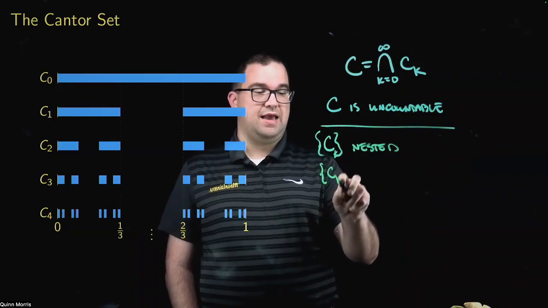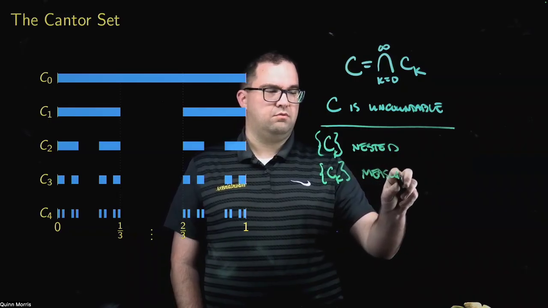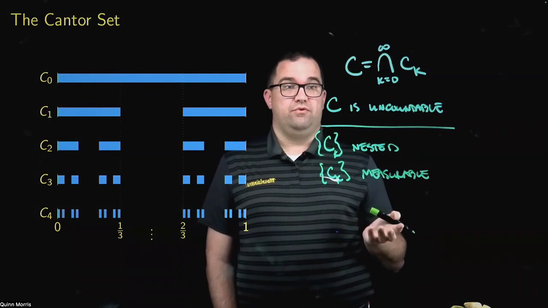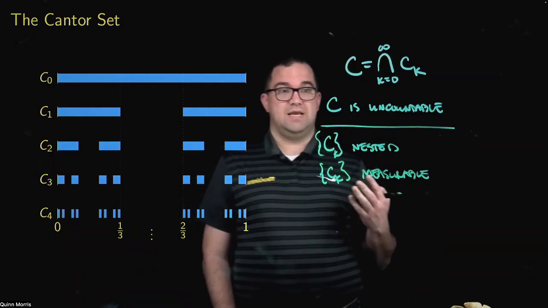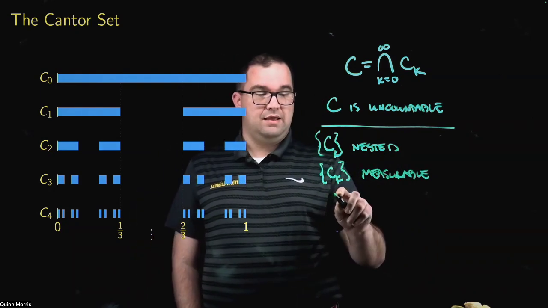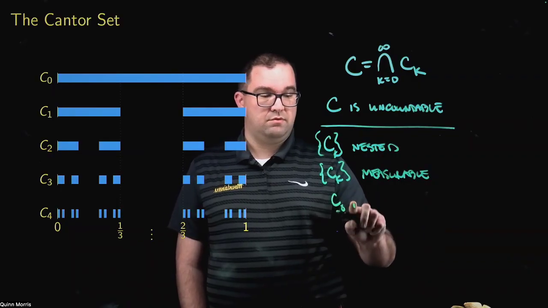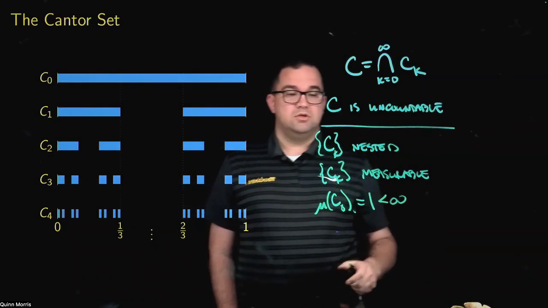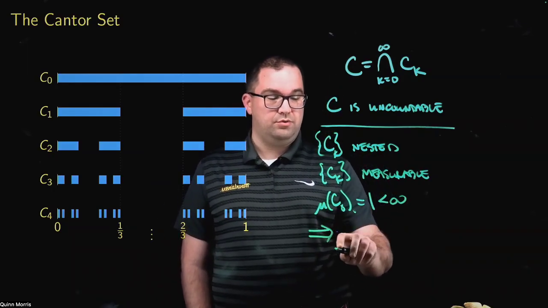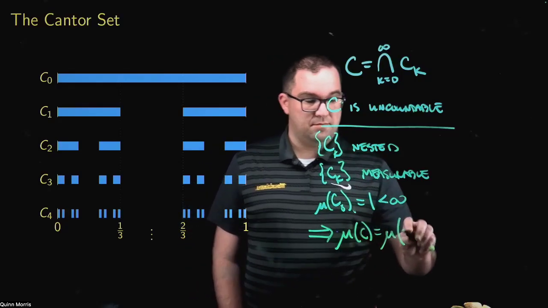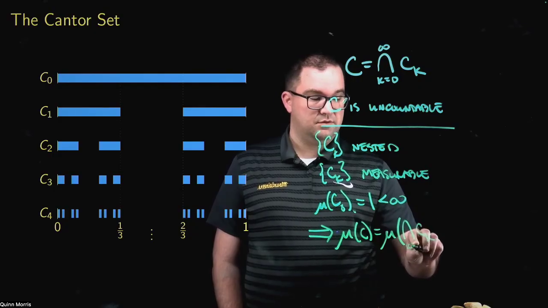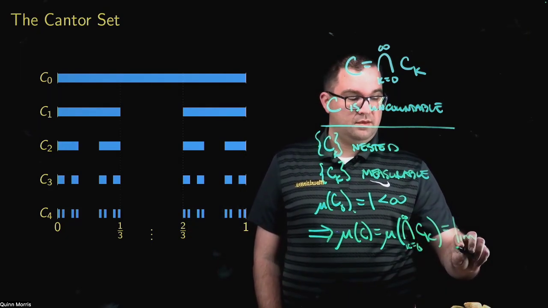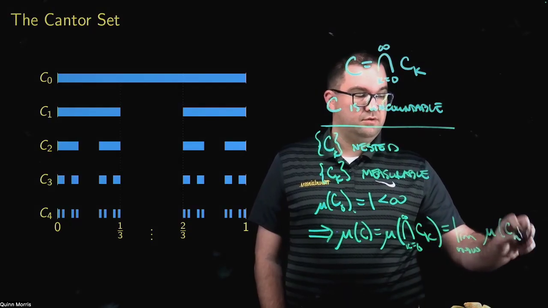Okay. Each of the C_k are measurable. Why is that? Well, each fixed C_k is a finite union of intervals. Intervals are measurable, and the union of measurable sets is measurable. So each of these is measurable. And finally, C_0 has finite measure. Right? In fact, C_0 is an interval. It has measure 1. So from our previous theorem, we can conclude that the measure of C, which is the measure of the intersection of these C_k, where k equals 0 up to infinity, is the same as the limit as n goes to infinity of the measure of the C_n.